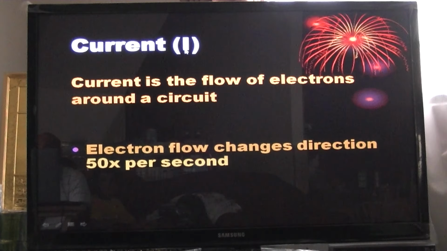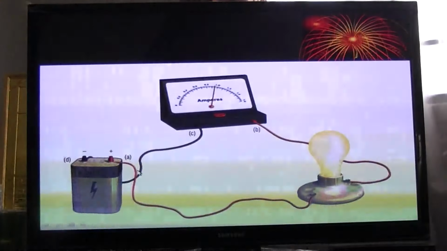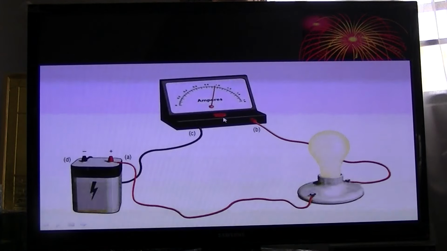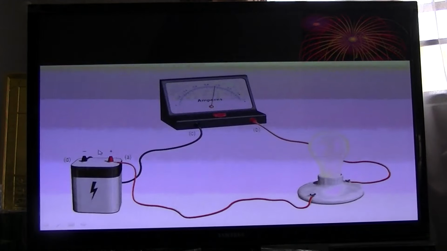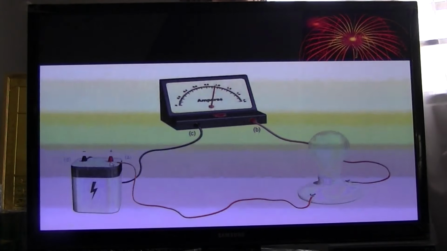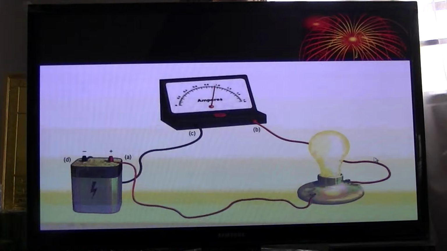Current is equal to the symbol I. Current is the flow of electrons around a circuit. Electron flow changes direction 50 times per second. Here is an ammeter. We've got it from the battery to the amp, battery to the bulb, back to the amp.